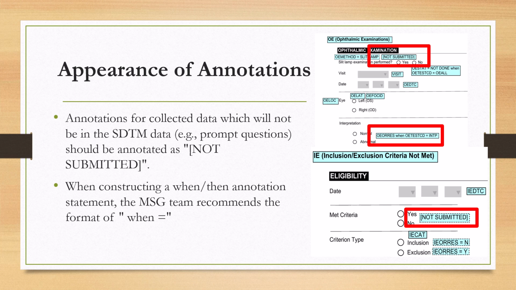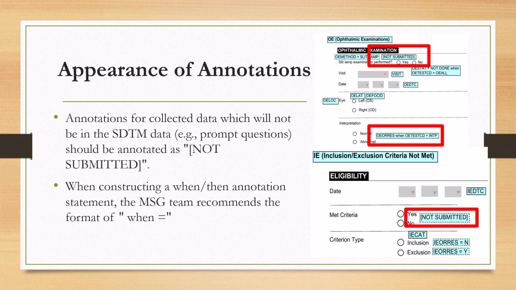the OEORRES when OE test CD is equal to interpretation. So what does that mean is that the interpretation of normal or abnormal response will be captured in OEORRES, but what will be the test code for that? So to know that this result will be mapped along with the INTP test code, we use the convention of when equal to. So here the annotation will be OEORRES when OE test CD equals to INTP.